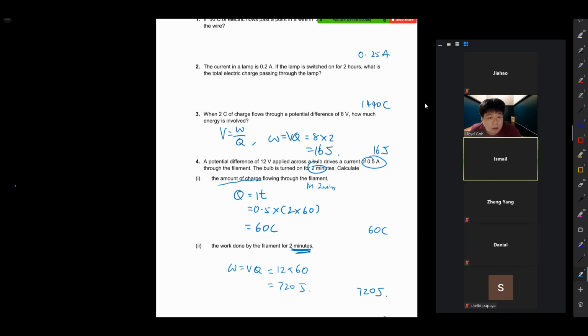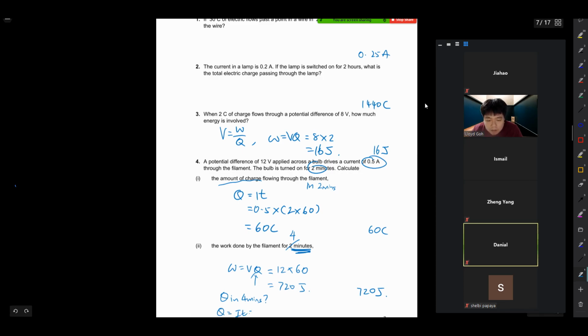What if the question changes to 3 or 4 minutes for part 2? Let's say this is 4 minutes. Remember the formula is W equals VQ. Now this Q, we need to ask ourselves, Q in 4 minutes equals 240 seconds. So we take Q equals IT, which is the same current 0.5 times 240 seconds, which will give me 120 coulomb. So instead of using 60, I'll use 120.